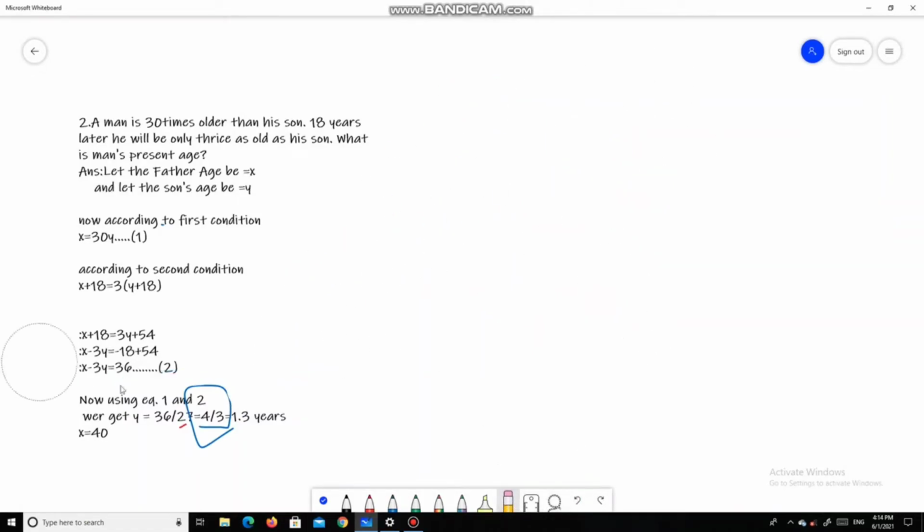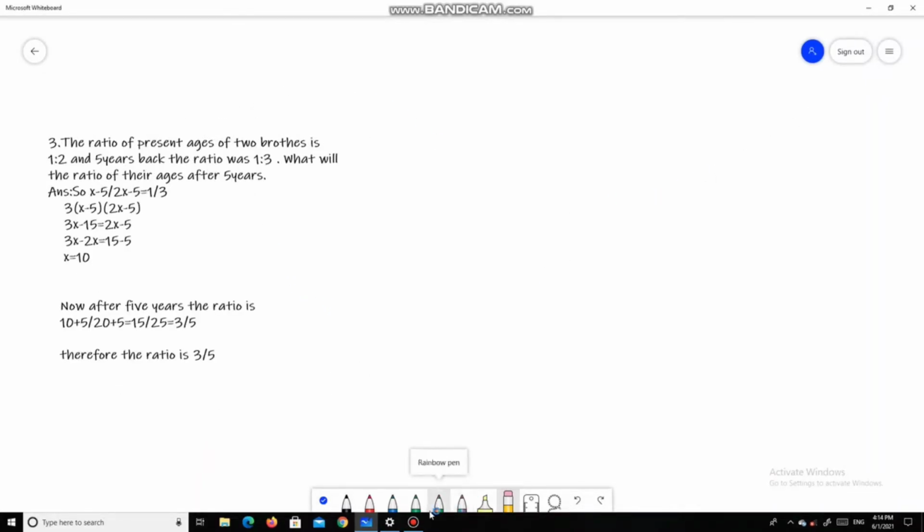So now the last sum of this video, we shall go for it. Okay, this is the easiest sum of this video. The ratio of the present ages of the two brothers is 1:2, and 5 years back the ratio was 1:3. What will be the ratio of their ages after 5 years?